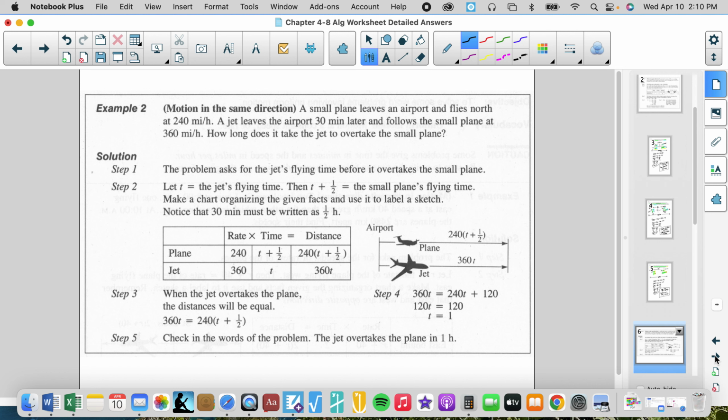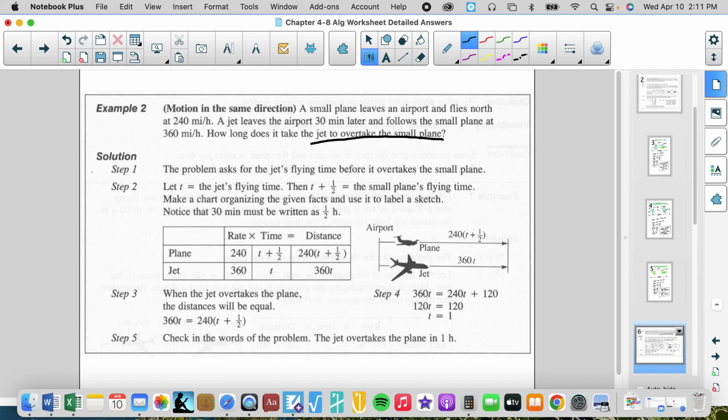This is fun. This is where I kind of wish we had a video with human beings, because then you can see how this works. If Jeffrey is standing right here and he leaves, and then I leave an hour later, it says when does the jet overtake the small plane? So you're the small plane, I'm the jet.